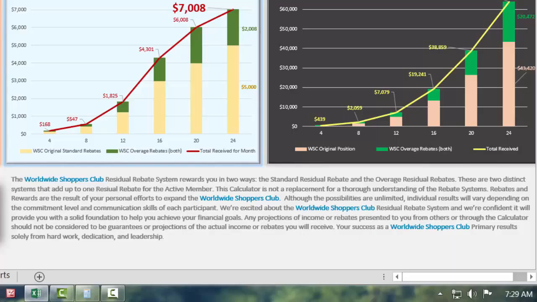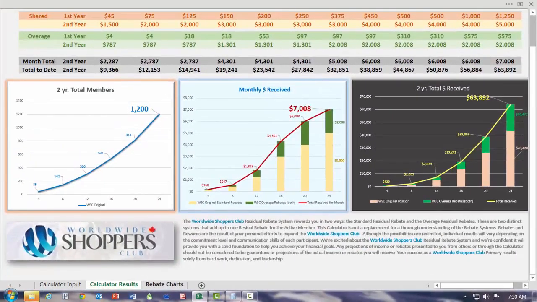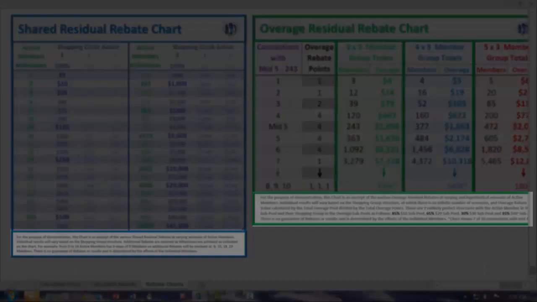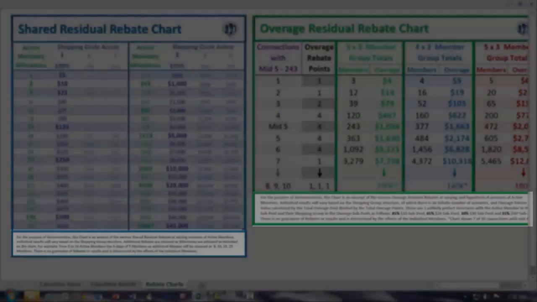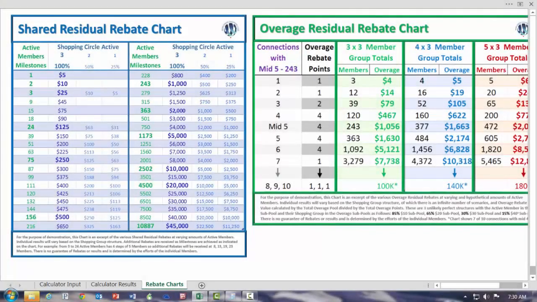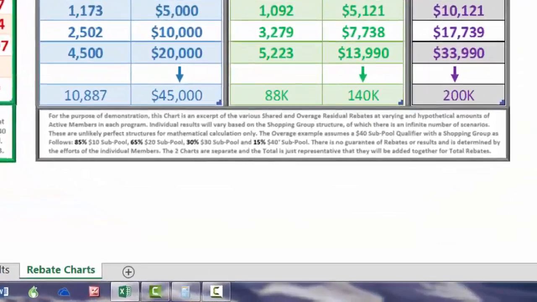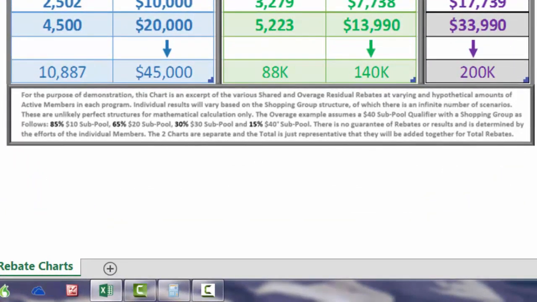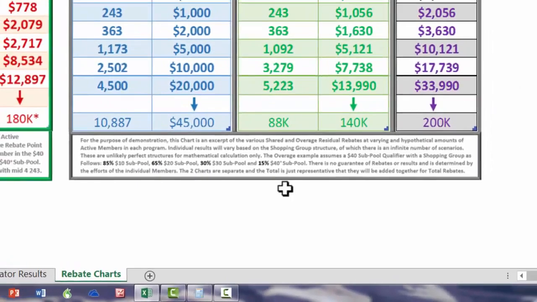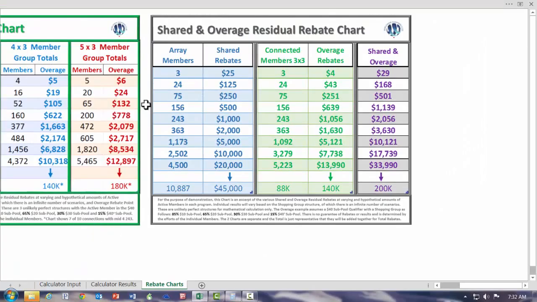So here's the disclaimer on the calculator itself, but now let's go over to the charts. You'll notice that each one of the charts also has a disclaimer on it. It's basically saying the same thing and giving some information about how the numbers are calculated. So the point I'm making is these numbers can only be calculated through a mathematical model. For example, this chart and the previous one are made with the subpool variables of 85% for the $10 subpool, 65% for the 20, 30% for the 30, and 15% for the 40. And that's how we arrived at 243 for the 1,000 and 243 for the 1,056.